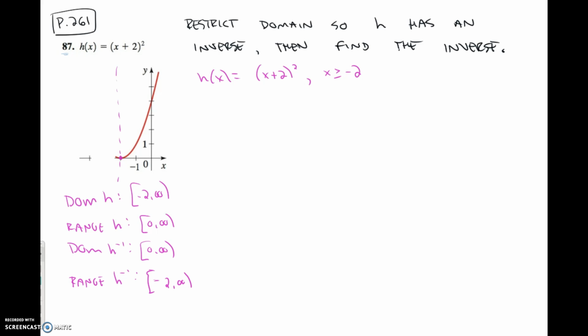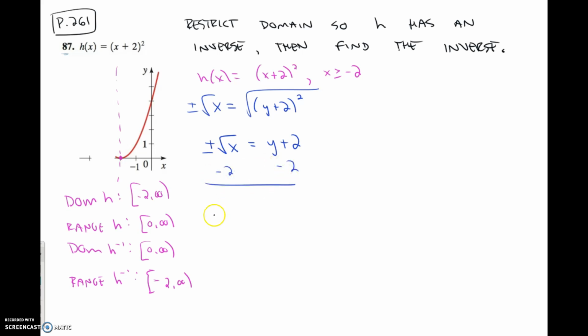All right, so now let's actually find the inverse. This is x equals (y plus 2) squared. Remember, to find the inverse, you switch the x and y and solve for y. So the first step is to take the square root of both sides. Don't forget the plus or minus. In this one, it's that plus or minus that is kind of the issue. Now subtract 2 from both sides, and we get y equals plus or minus the square root of x, minus 2.